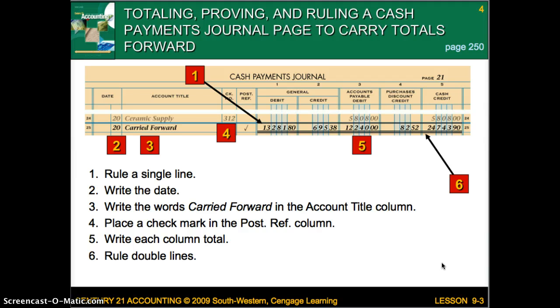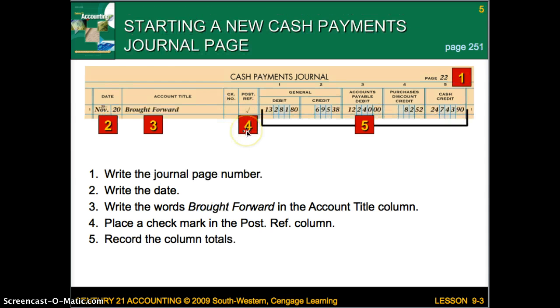Totaling, proving, and ruling a cash payments journal to carry totals forward. Okay, we need to rule a single line. We're going to write the date. We're going to write the words carried forward. We're going to total all these up, rule with double lines, and put a check mark in our post reference. Okay. Then on the next page, we will write the journal number, write the date, write the words brought forward, place your check mark in your post reference, and recopy all of those totals, and you'll be ready to start your new page in your cash payments journal. You've done this before, easy.